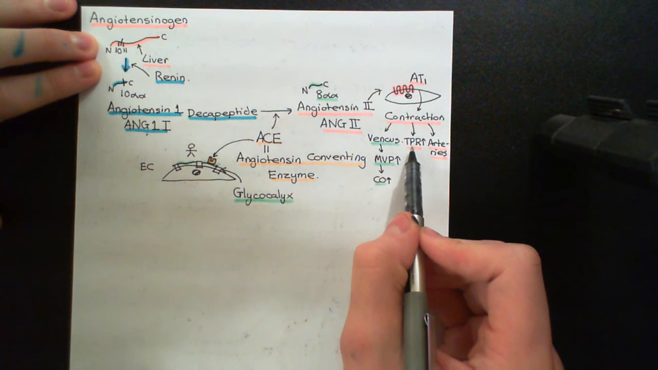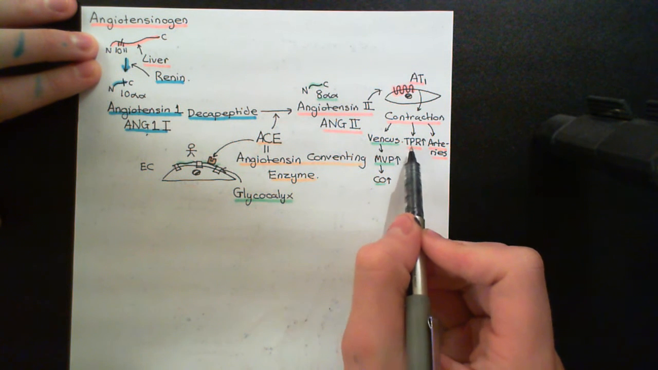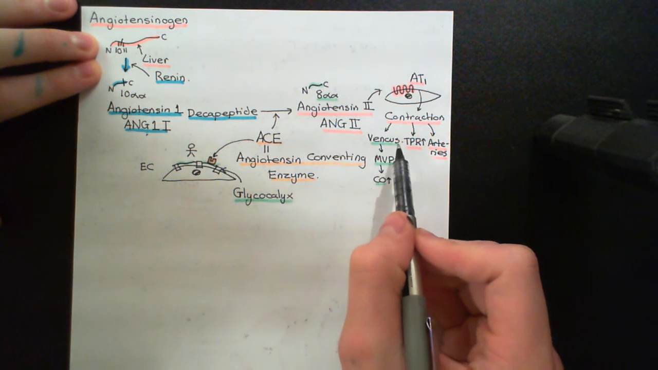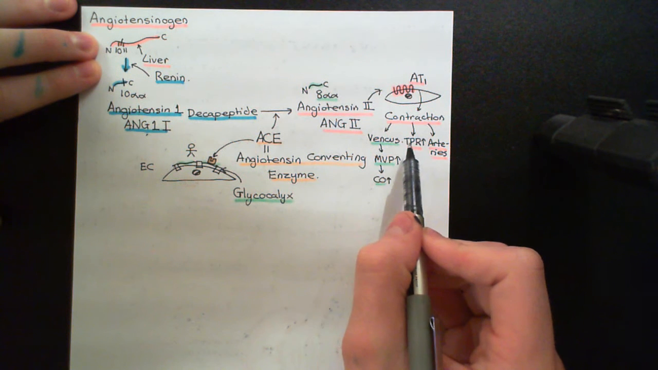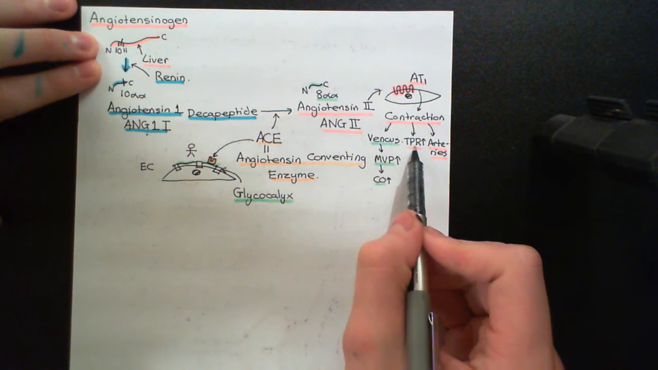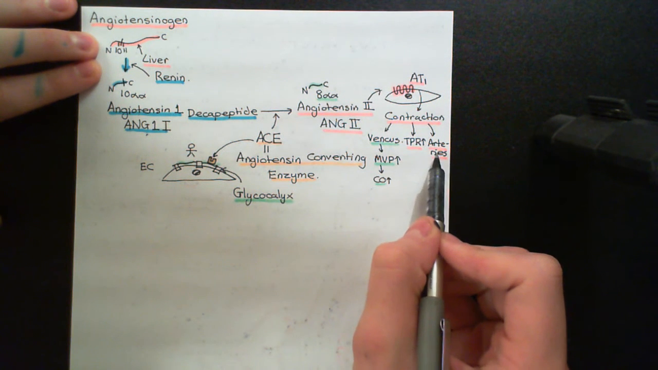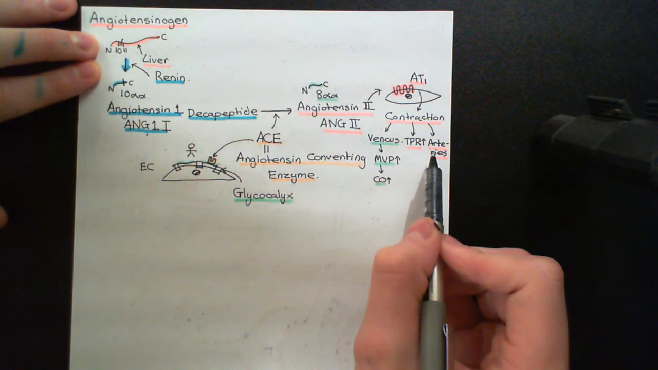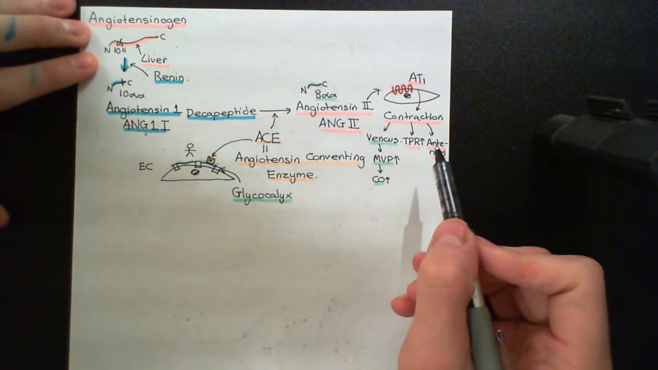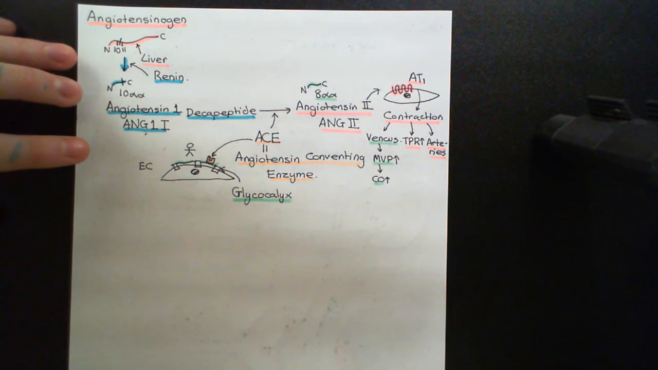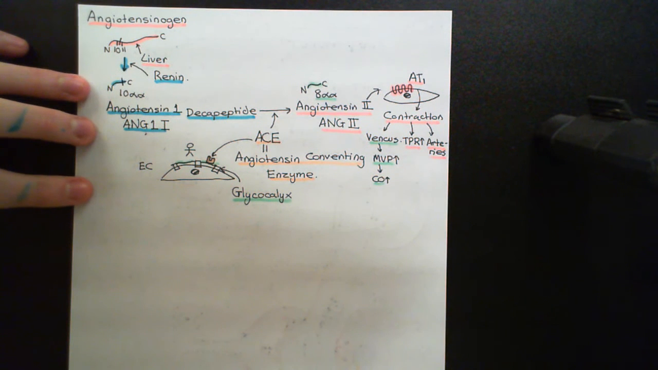We're also going to be increasing total peripheral resistance because we will constrict some of our arterioles, and that will make it more difficult for blood to return from the arterial system to the venous system, so that will help to bring up mean arterial pressure. And we're also going to be contracting our arteries, and that will obviously increase arterial blood pressure. So all of those things are going to help bring mean arterial pressure up.